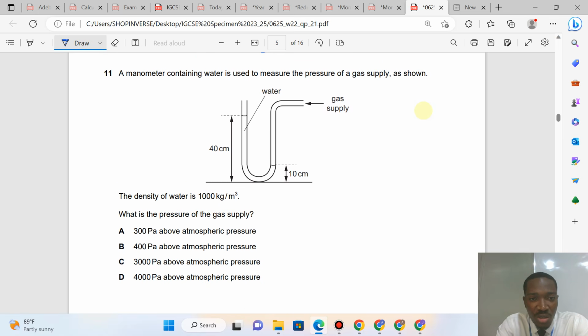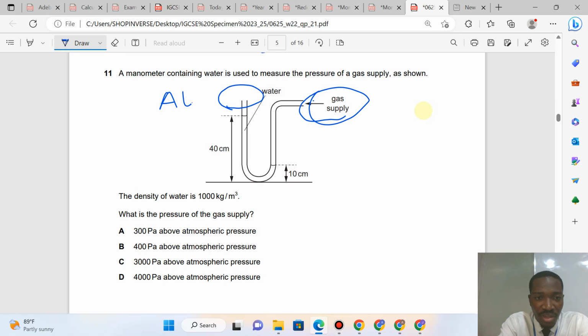A manometer containing water is used to measure the pressure of a gas supply as shown. So this is to the gas supply, and this is exposed to the atmosphere. Since this part is lower in position, that means the pressure of the gas is pushing the water down. Hence, the pressure of the gas is higher than atmospheric pressure. The question says the density of water is 1000 kilogram per meter cube. What is the pressure of the gas supply?